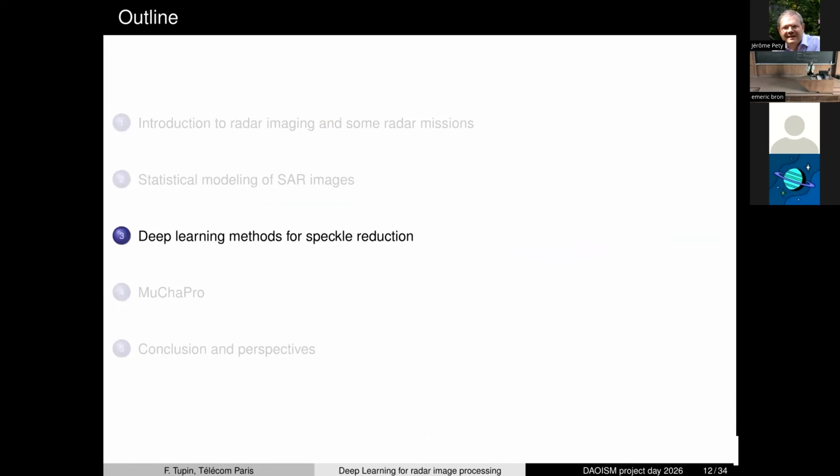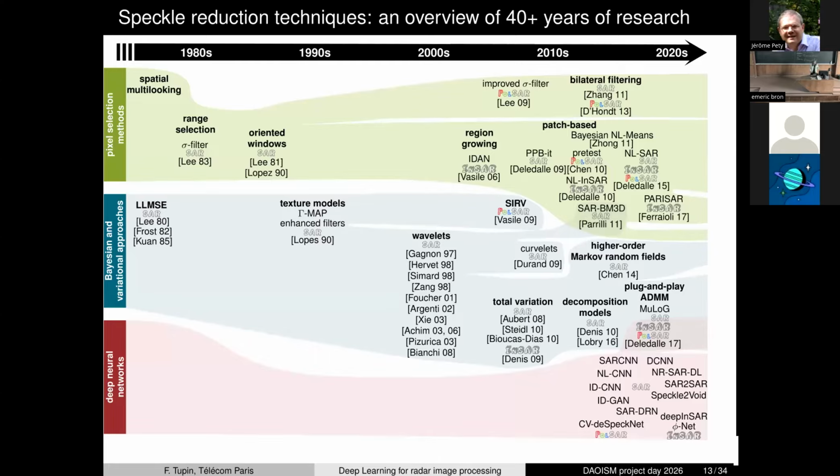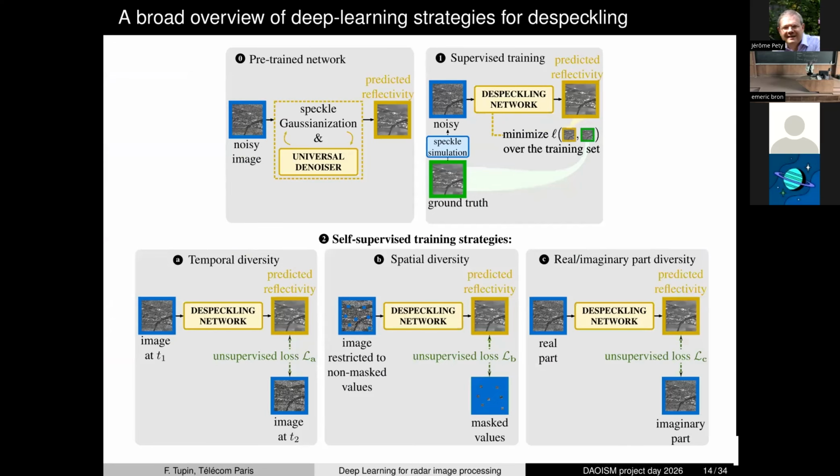So let's move to some deep learning methods to try to improve the images I've shown you. I've mostly shown the amplitude image, but you also have the same noise for interferometric or polarimetric images. It's a very old problem. We have plenty of families of methods which have been proposed to improve the estimation of these physical parameters that we are looking for at each pixel in the image. But today I will mostly discuss, of course, the more recent families of deep learning strategies.